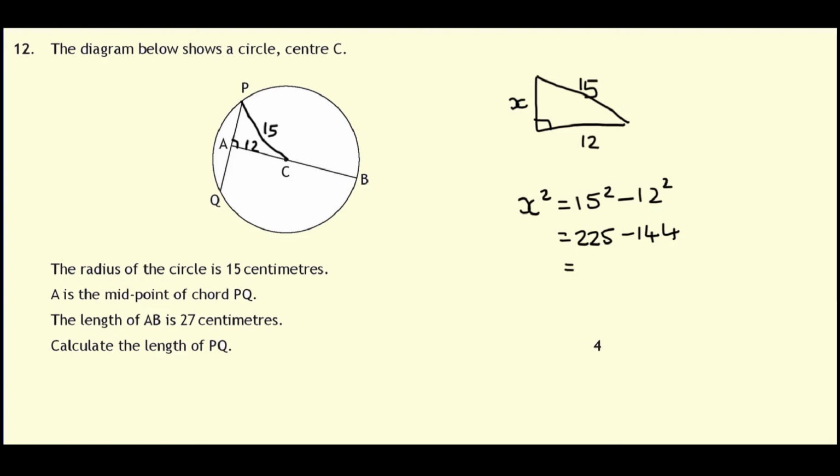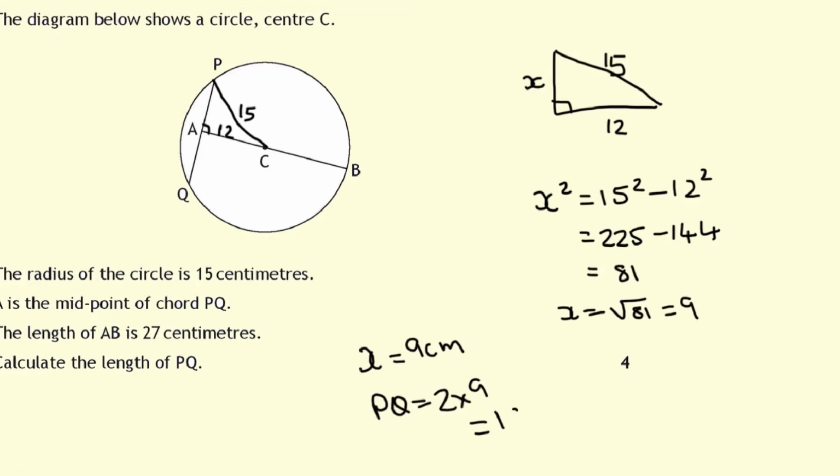Right, so regarding the marks for the question then, we'd get a mark for the 12, we'd get a mark for attempting Pythagoras, we'd get a mark for getting the 9, the calculation there, and then we get the final mark for actually working out the length of PQ by doubling that.